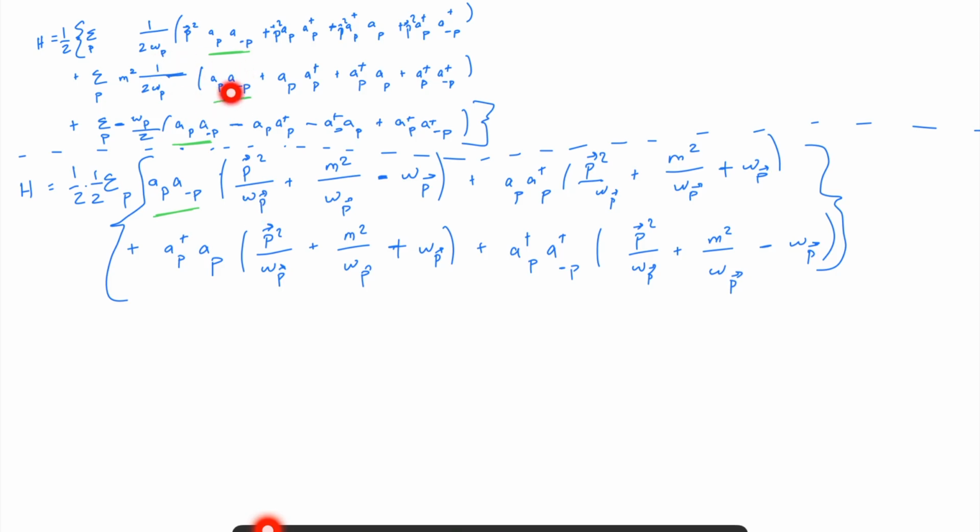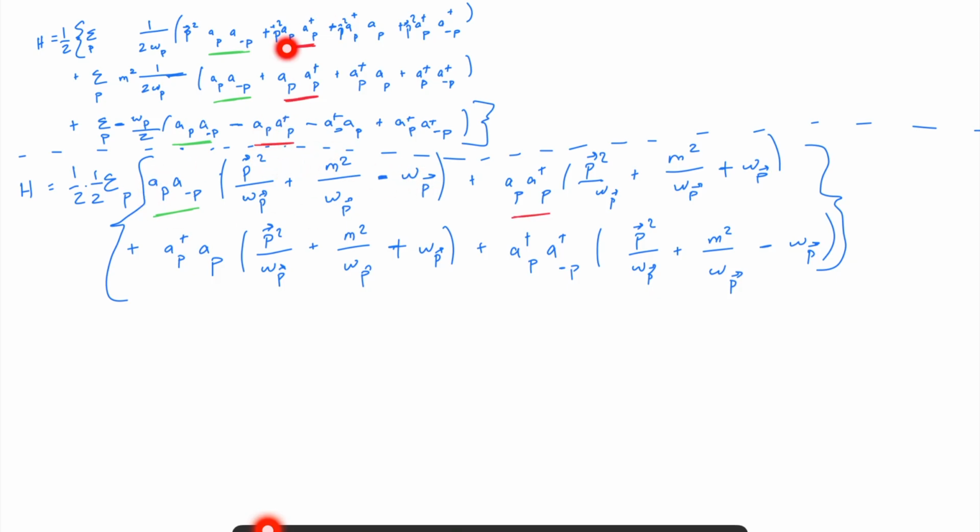Plus this term over here, which is still m squared over omega_p. That m squared is still there. And then this part over here is minus omega_p. And remember, that 2 is still pulled out over here. So that takes care of these three, which are reorganized right over here. Do the same thing with these three.